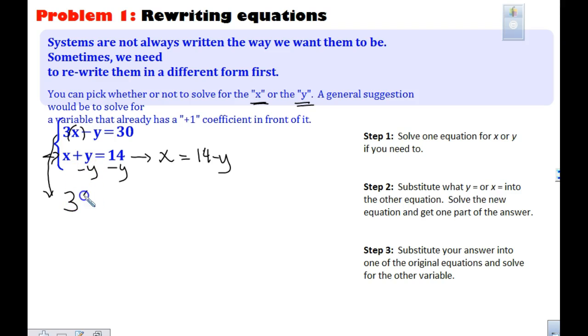As we are looking at that, we are going to put 3. And what did we just say x was equal to? X is equal to 14 minus y. So we're going to put 3 times 14 minus y. Then we're going to continue with that equation. And the rest of that first equation is what? So minus y equals 30, okay? We are going to continue as we are doing that. So if I am continuing, using my distributive property, I'm going to have what?